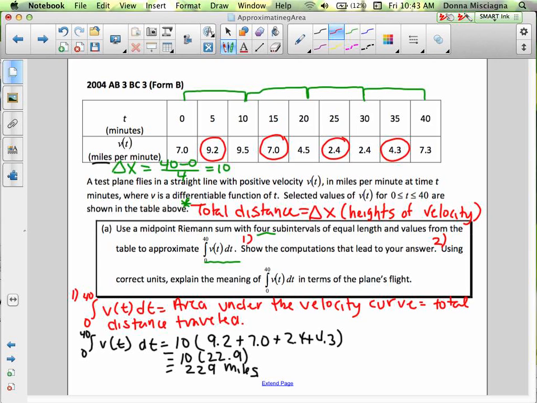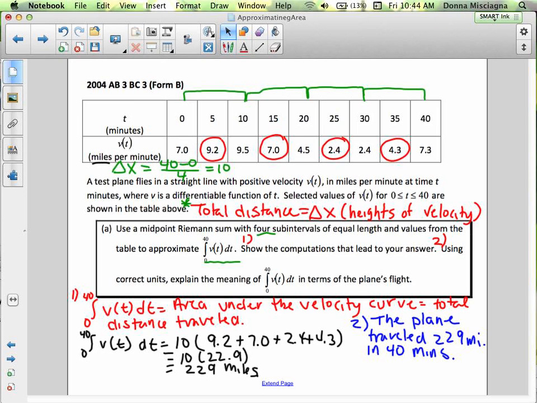And really 2 is very easy. It's just explaining what this is. All right, we can do this in one sentence. The plane, so we're talking about a plane here. The plane traveled 229 miles in 40 minutes. And that's all there is to it, right?